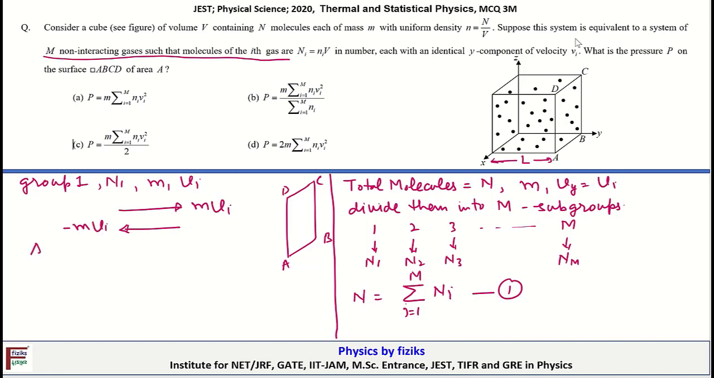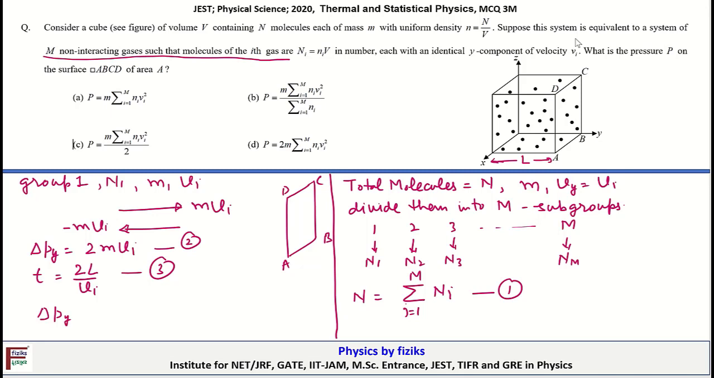So the net momentum change delta Py for this gas molecule will be twice the mass multiplied by Vi. That's the momentum change of this gas molecule. Let's call this equation 2. Now what is the time taken by the gas molecule to come back to the initial face? That is equal to the distance traveled, which is 2L, divided by the velocity with which it travels that distance. Let's call this equation 3.